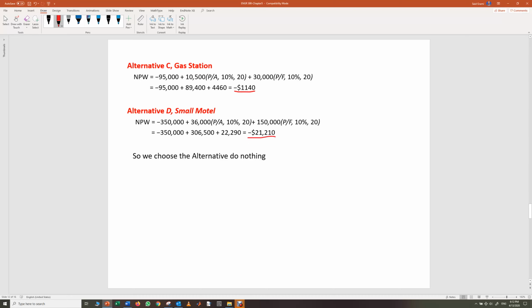So we get minus 21,210 as a loss. So the best alternative is the first one, because alternatives 2, 3 and 4 give us a loss instead of a benefit. So the best alternative is do nothing. So we don't need to pay for the land and make a project.